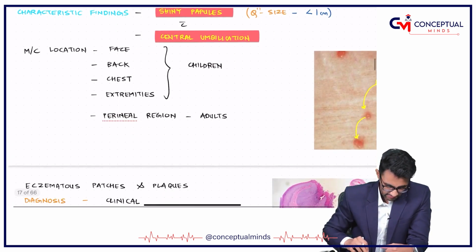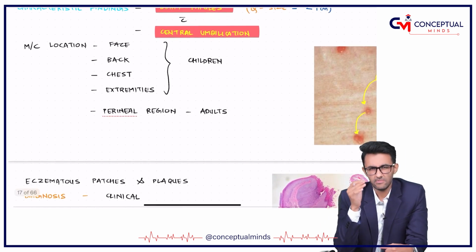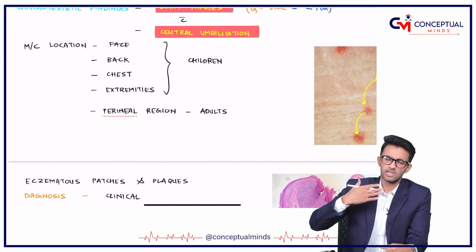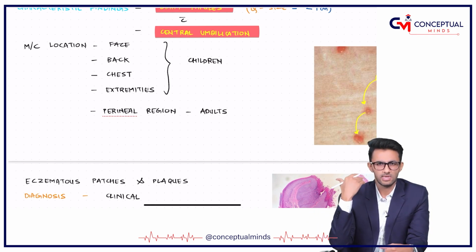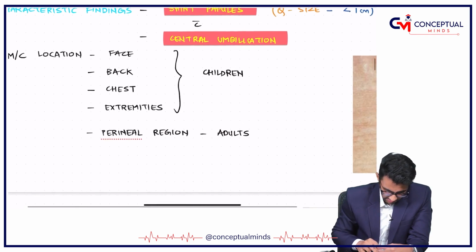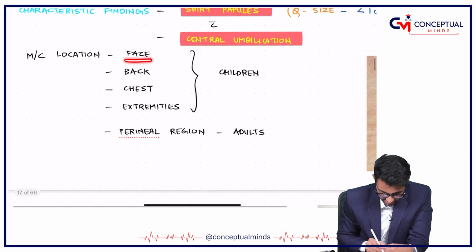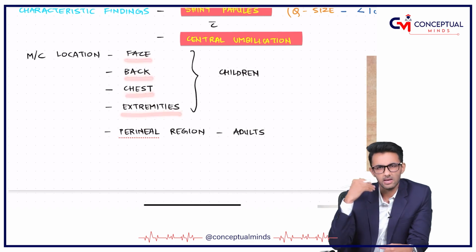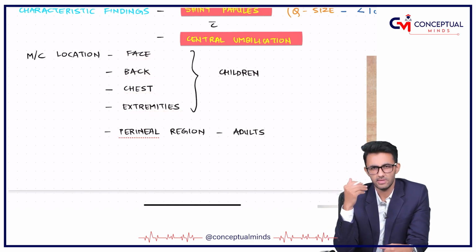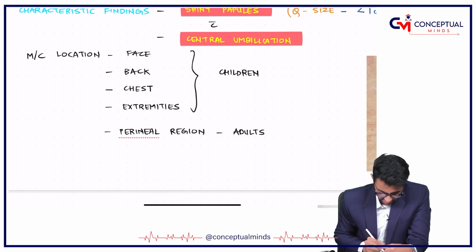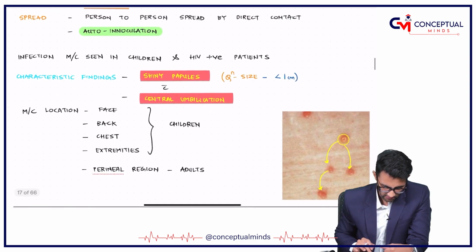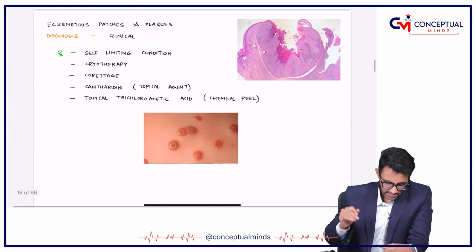Okay, and the location, where can we usually find it in children and adults? In children, we are going to find it on the trunk and face. As listed here, we can see it on the face, back, chest, and the extremities. But in adults, the presentation is actually very different. We will find it on the perineal areas. In the perineal region, we will find the lesions of Molluscum contagiosum. So let us continue the discussion.